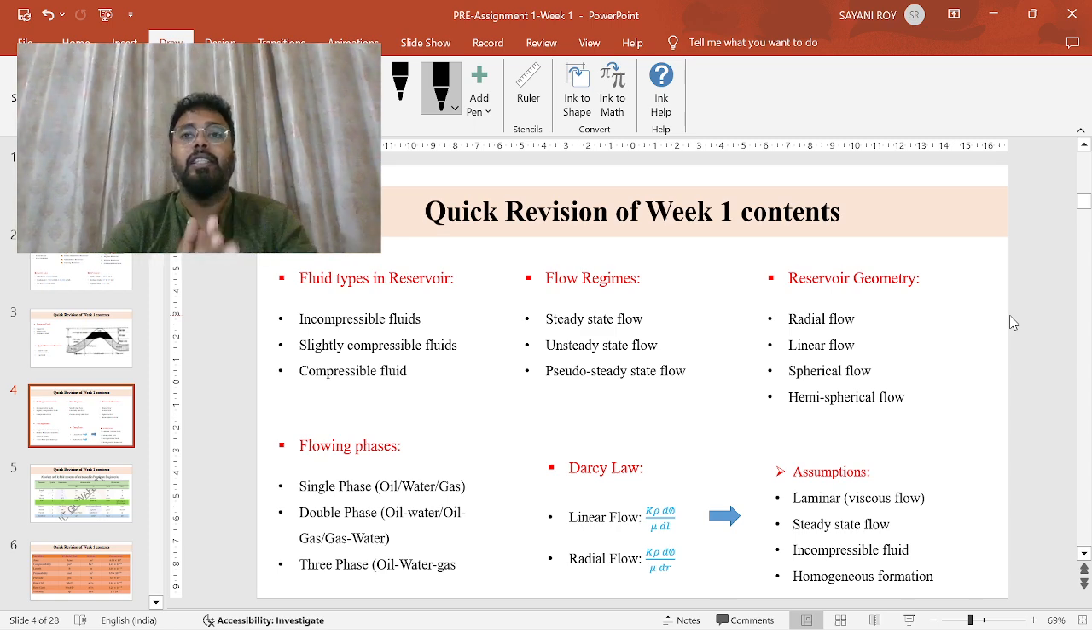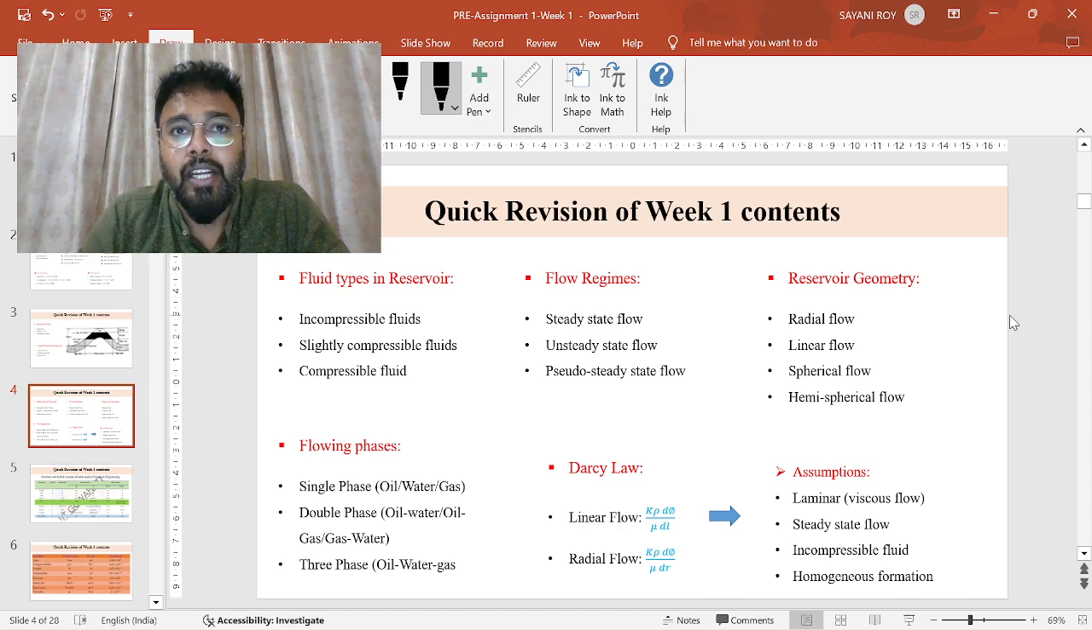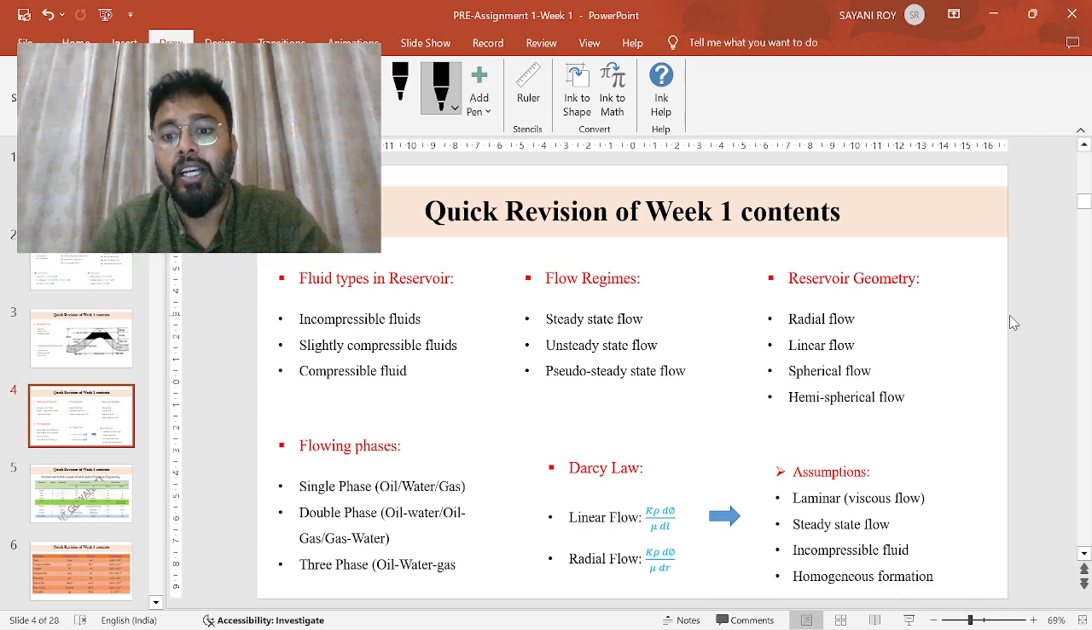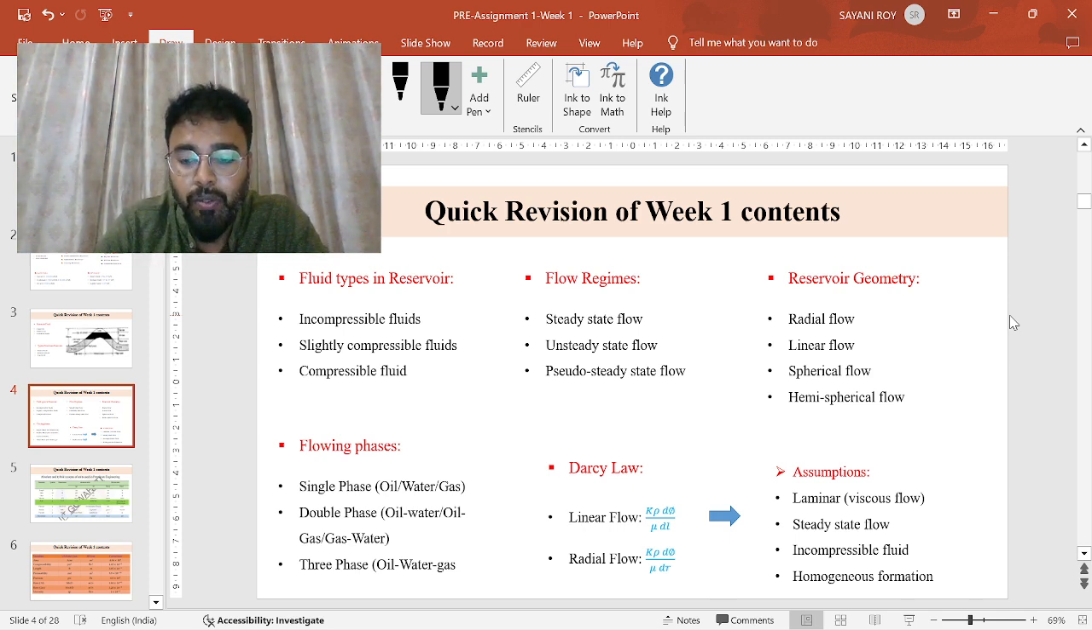Reservoir geometry is how the fluid flows into the wells. There are four types of flow: radial flow, linear flow, spherical flow, and hemispherical flow. In reservoir engineering, we mainly deal with linear flow and radial flow, and the Darcy equation is also modified for this type of flow.